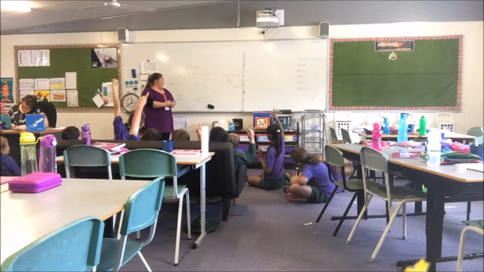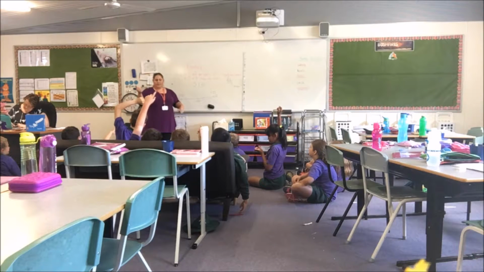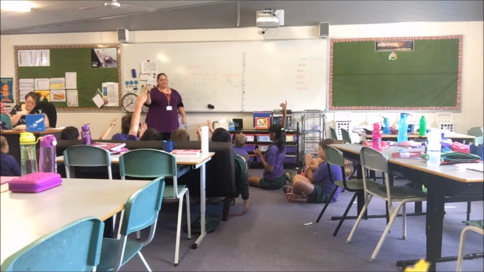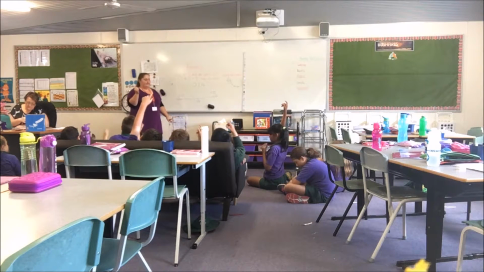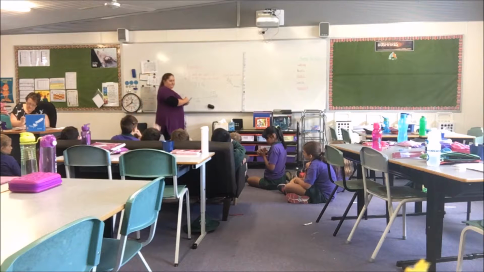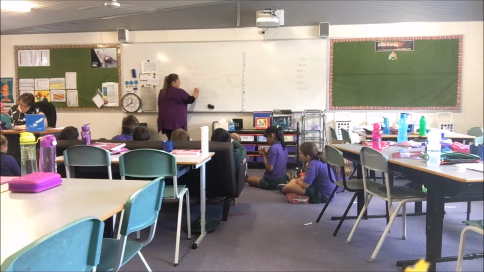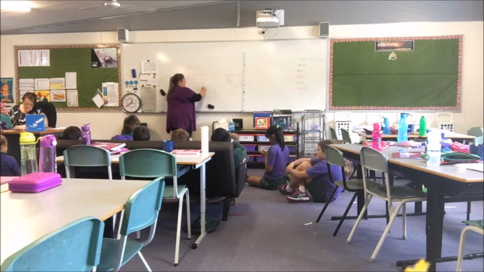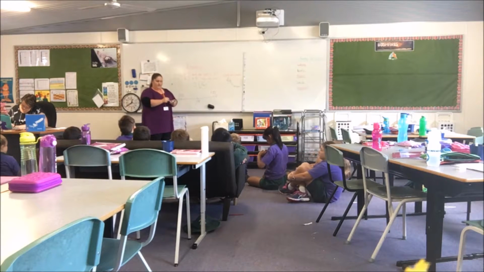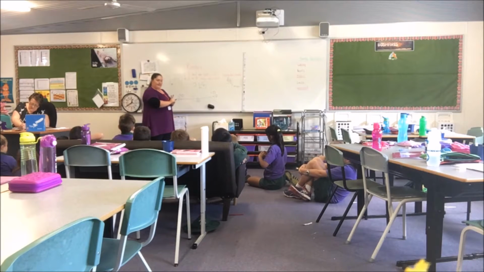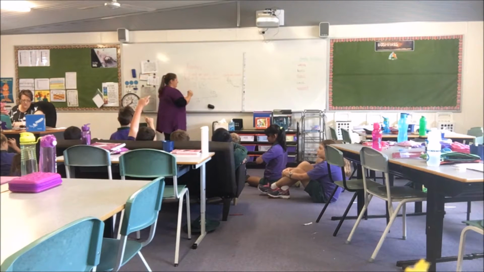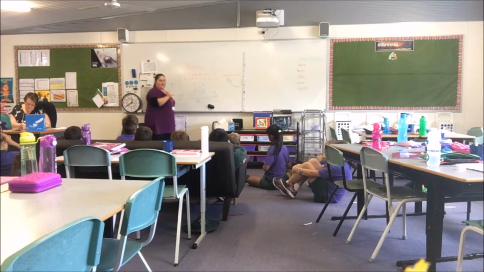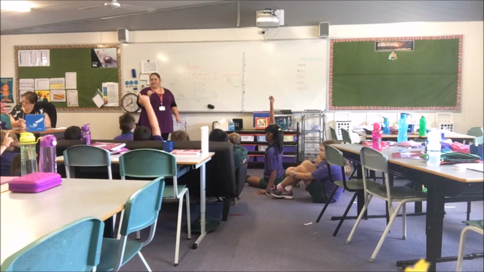I'm going to get someone to tell me what my significant number is, what my decider is, and then round it to the nearest 10. Zach. Significant number is 1. Good. And the decider number is 4. Good. And rounding down. Good. So what will my number become? 0.1. 0.10. Good. Very good.